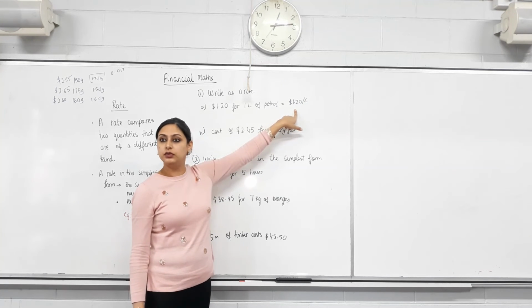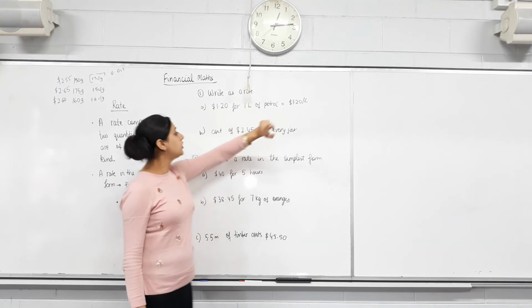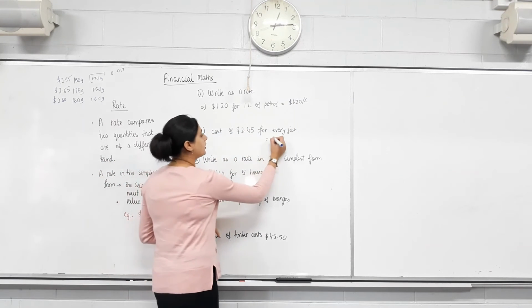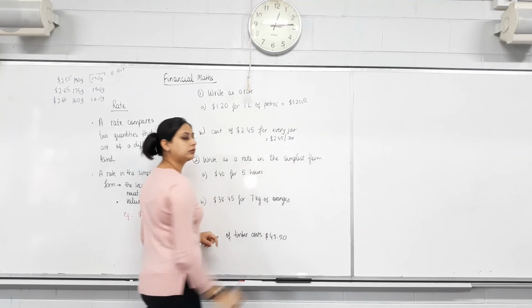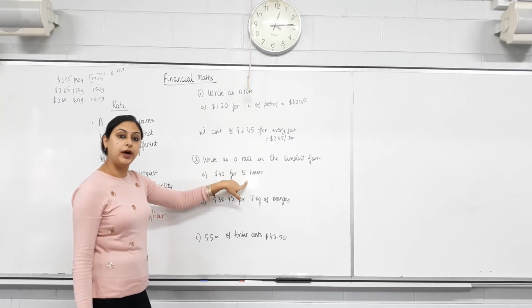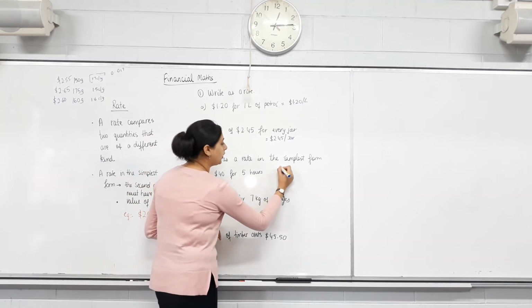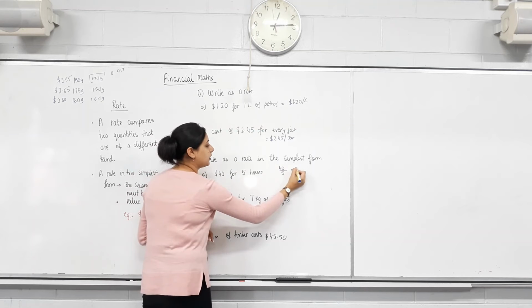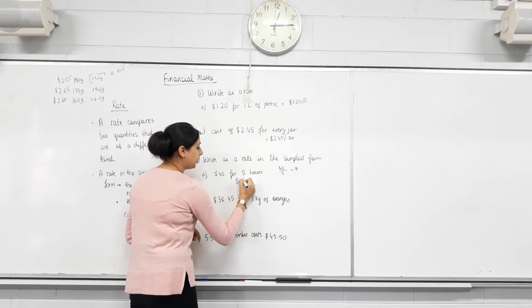Put your pens down. Thank you. So the cost is $2.45 for every jar. You write it as $2.45 per jar. Next one. Write as a rate in simplest form. $40 for 5 hours. So how much would be for 1 hour? 40 divided by 5, which is 8. So you write $8 per hour.